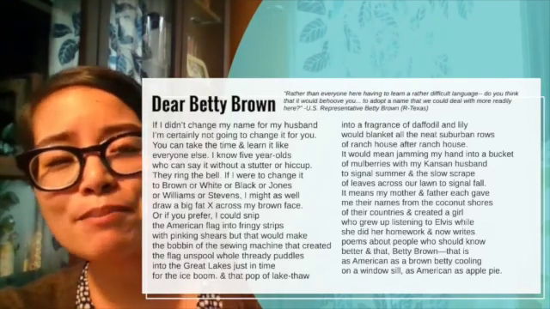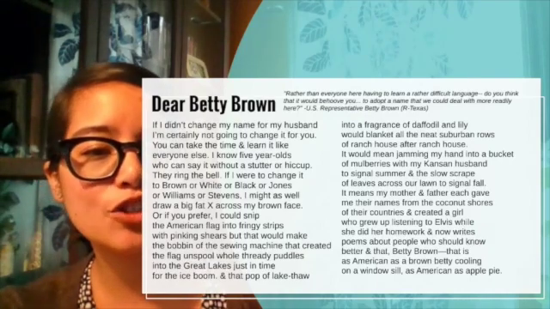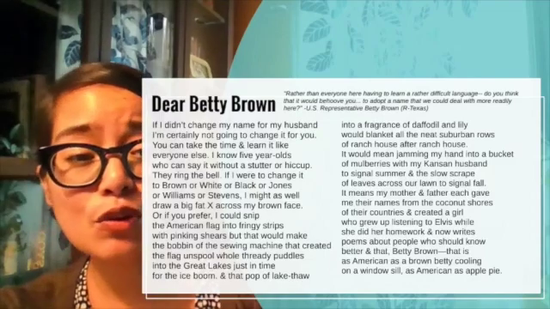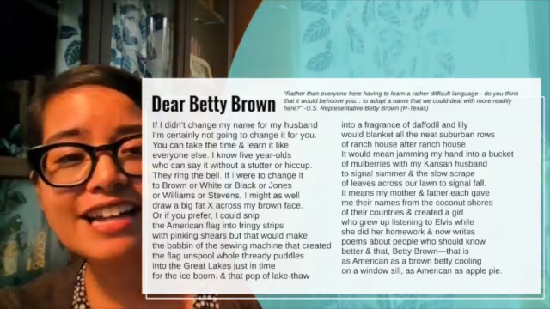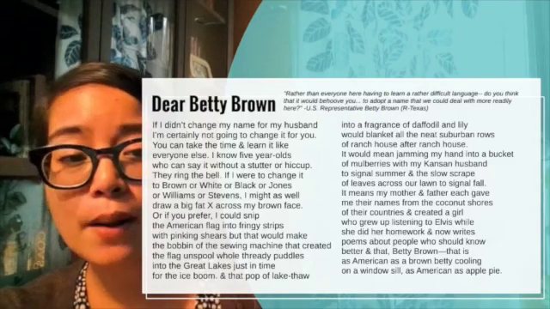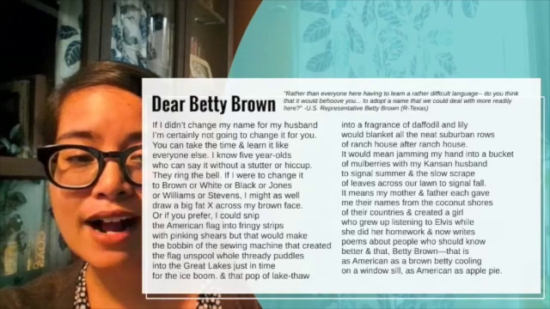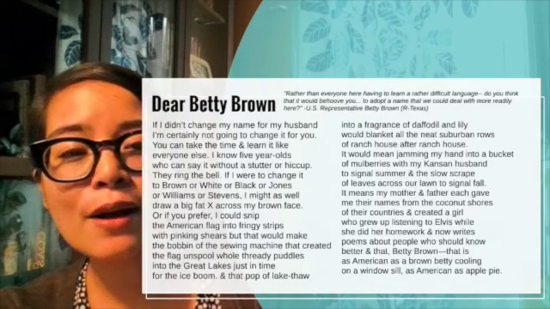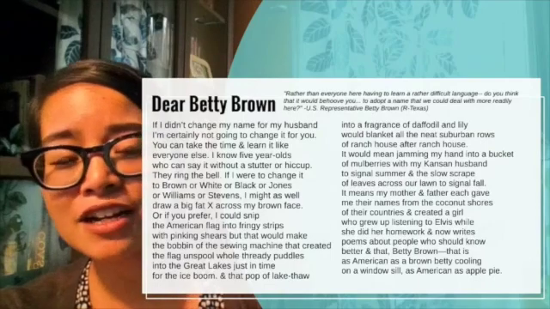It means my mother and father each gave me their names from the coconut shores of their countries and created a girl who grew up listening to Elvis while she did her homework and now writes poems about people who should know better. And that, Betty Brown, that is as American as brown Betty cooling on a windowsill, as American as apple pie.